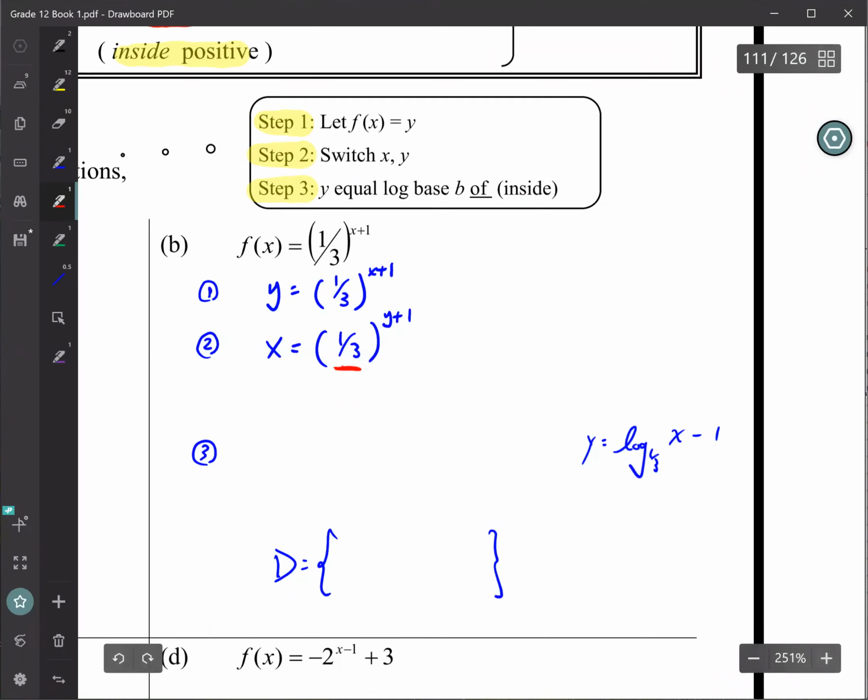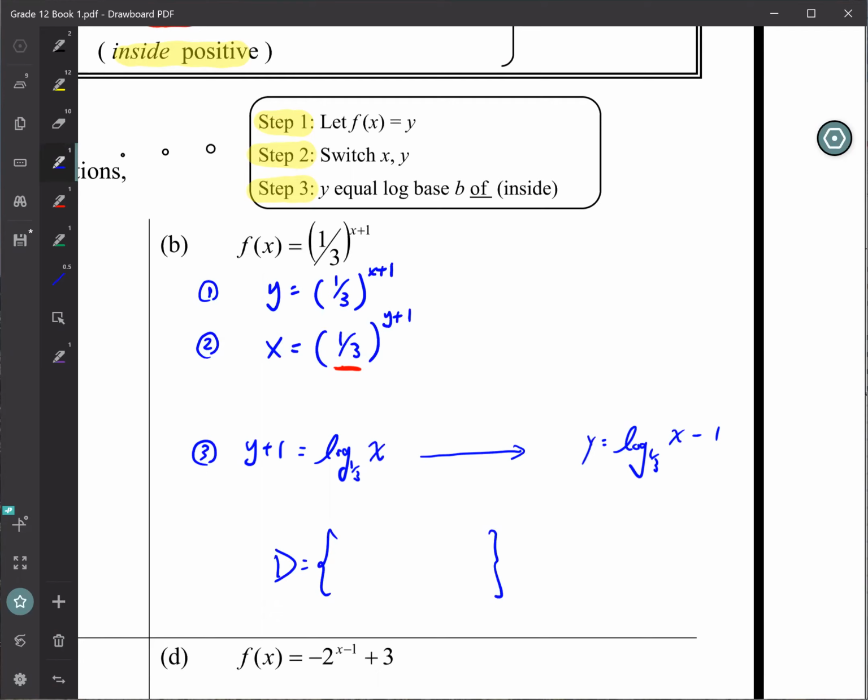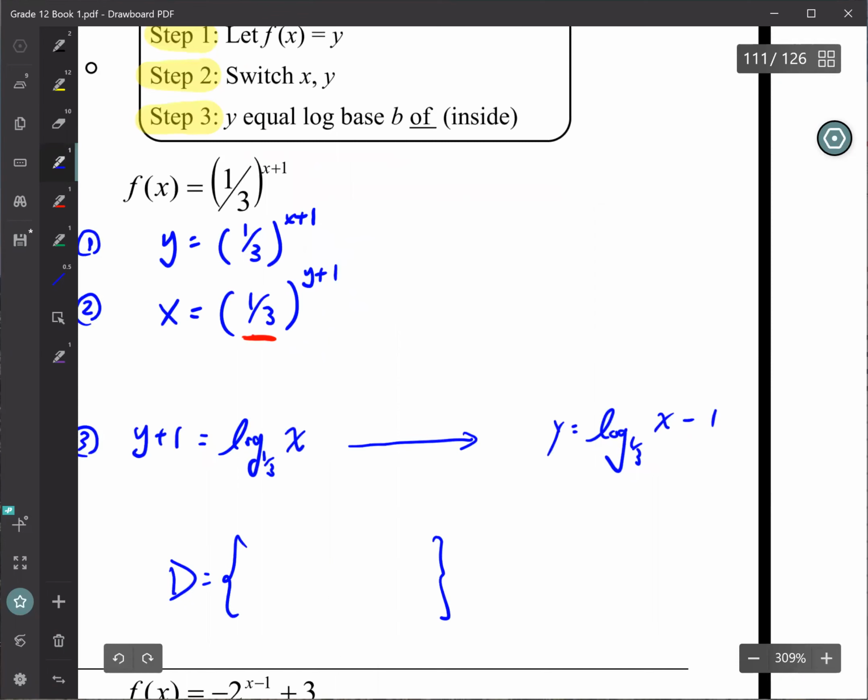We start with the base, right? Base is 1/3. So log base 1/3, and then counterclock. Counterclock, you have to go to the other side, right? So log of x, right? And then equals the exponent, so y plus 1. But since we need to isolate y, you have to move the plus 1. That's the extra step you need to do. And just to be clear, the minus 1 is not in the log. Otherwise, you will put a bracket, right? But it's not attached to the log, okay?